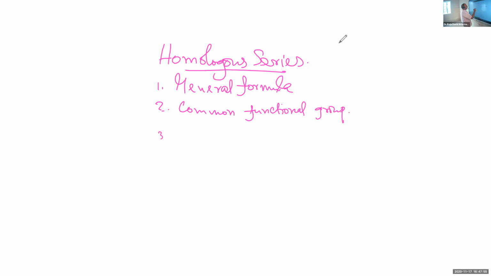Since there are the same functional groups, they have similar chemical properties, because chemical properties are related to the functional groups. The functional groups are the same, and therefore the chemical properties are similar. There will be a gradation in the physical properties. Then one more point you have to remember.